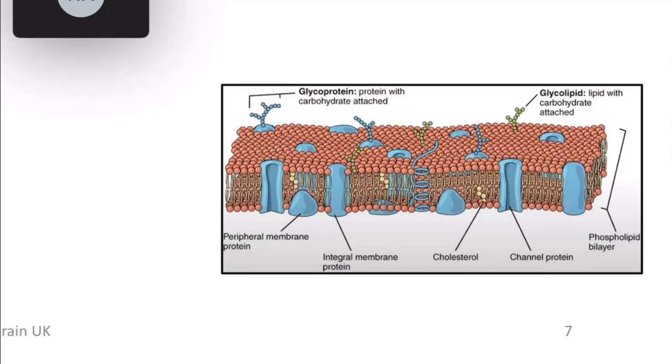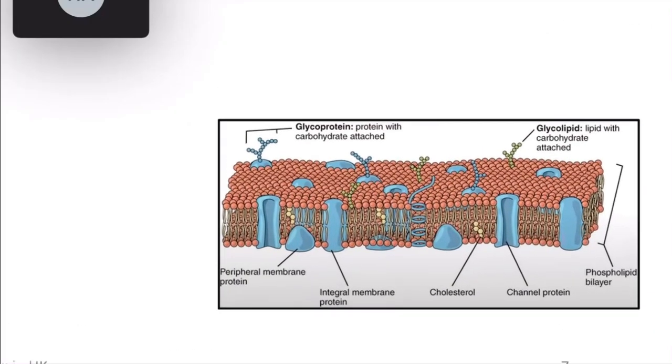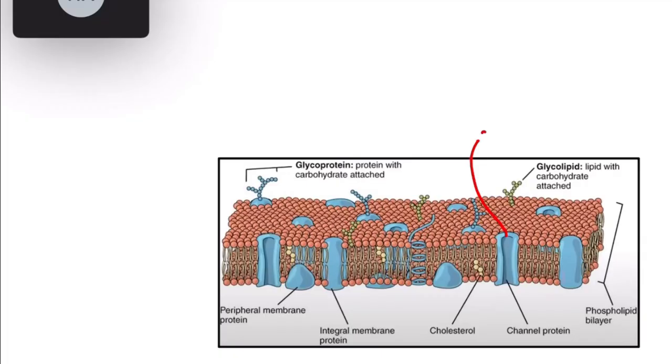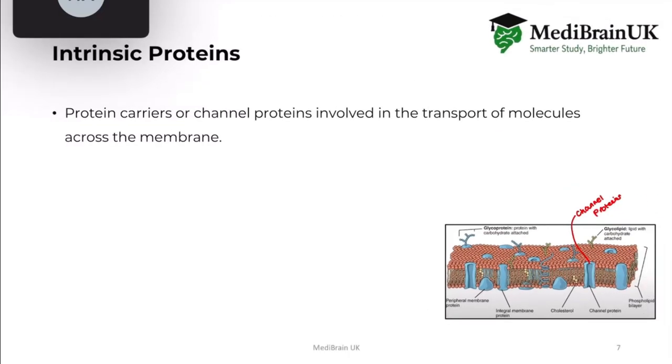That's where your intrinsic proteins will be present. Intrinsic proteins are protein carriers or channel proteins. These things are known as channel proteins. If you look at the image, channel proteins literally look like a channel and act as a channel. Their function is involved in the transport of molecules across the membrane.